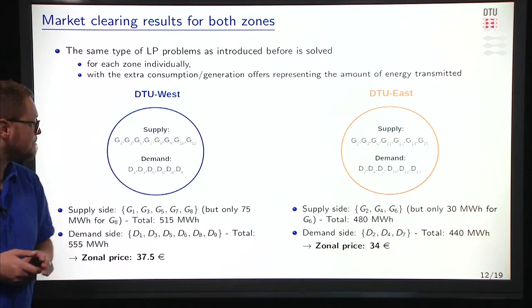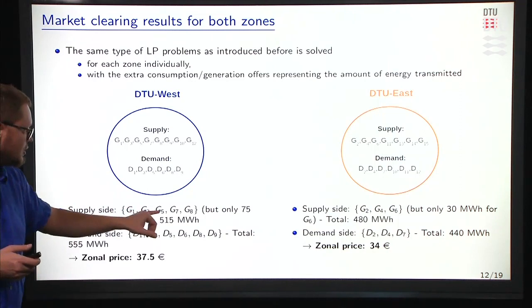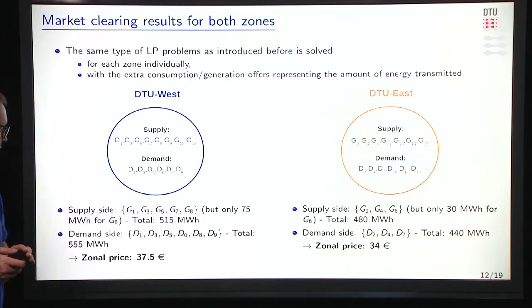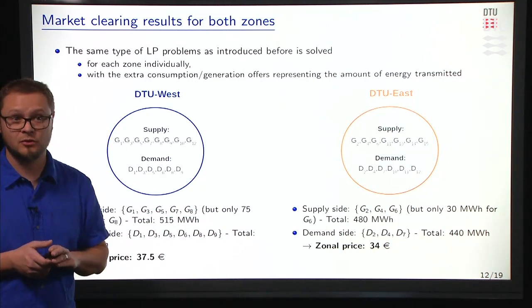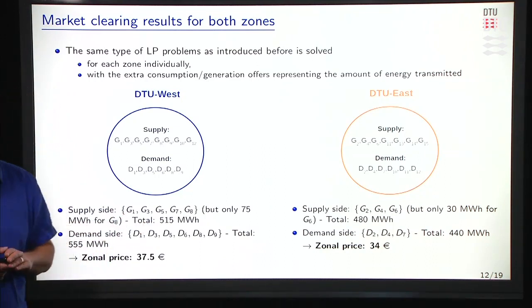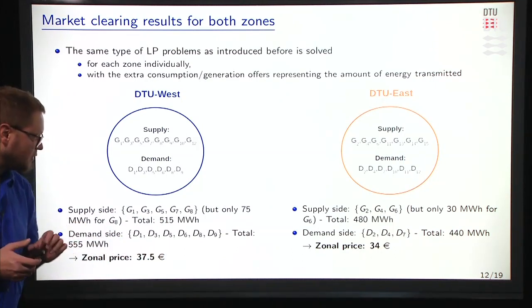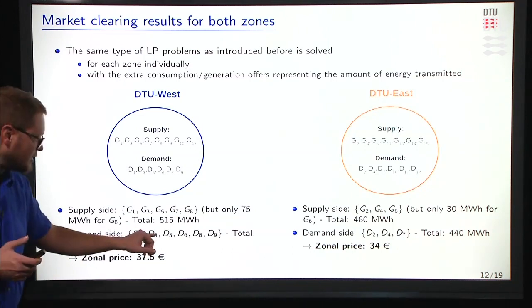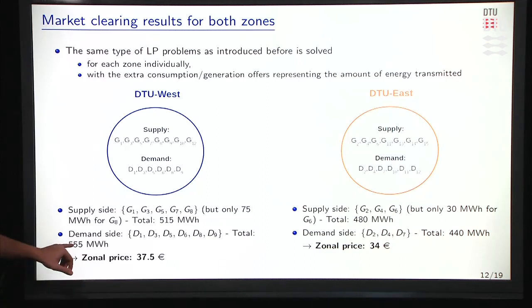On the DTU West side, on the supply side, G1, G3, G5, G7 and G8 are scheduled, but here the schedule of G8 is different from before. The schedule of G8 was 55 before, now it's 75 megawatt hours. The total of supply on that side is 515 megawatt hours. On the demand side, we get the same schedule as before, with D1, D3, D5, D6, D8 and D9 being scheduled for a total of 555 megawatt hours.